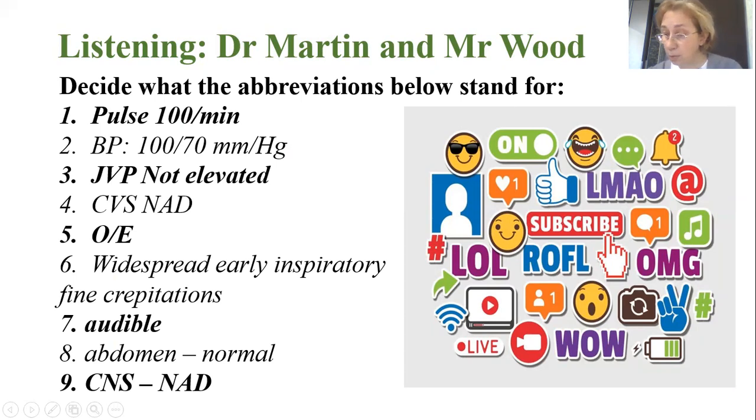So let us listen to Aisha, the first abbreviation. What do you think it means? Aisha, hello? Doctor, you mean the picture or the question? So the first abbreviation number, it's not an abbreviation. Yes, it is like, because it's not the full phrase. What does it mean? Pulse, 100 per minute. What is it about?